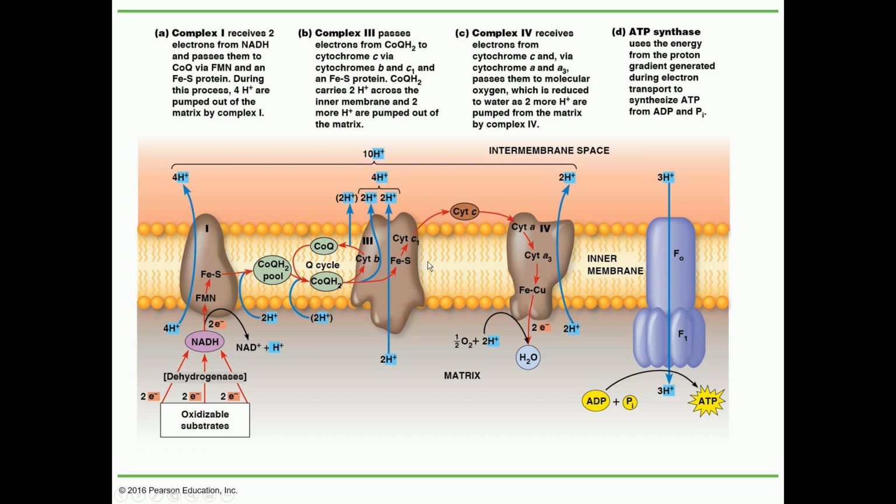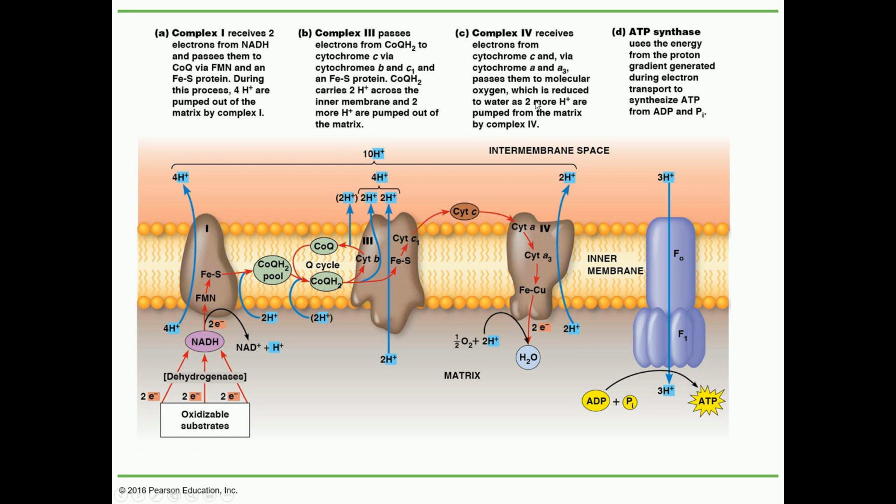In this process there are 4 protons in total which are pumped from this side to this side. So up to here 8 protons have already been pumped from this side to this side. And then this is complex number 4. It receives electrons from cytochrome C, via cytochrome A and A3, and passes them to molecular oxygen, which is reduced to water.